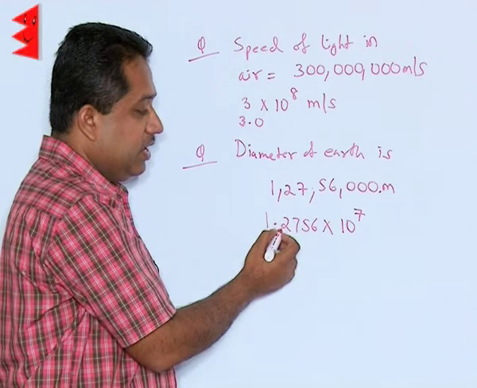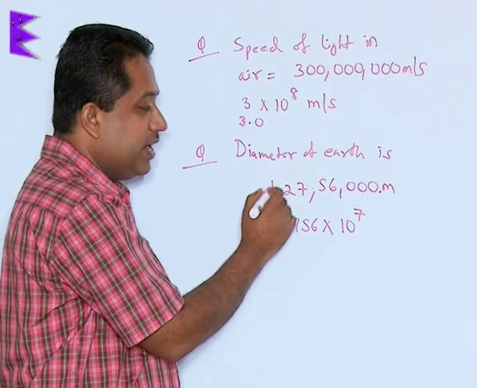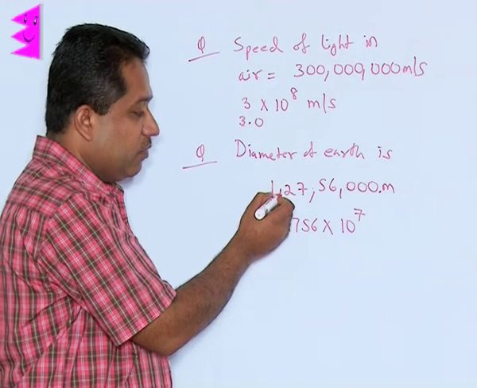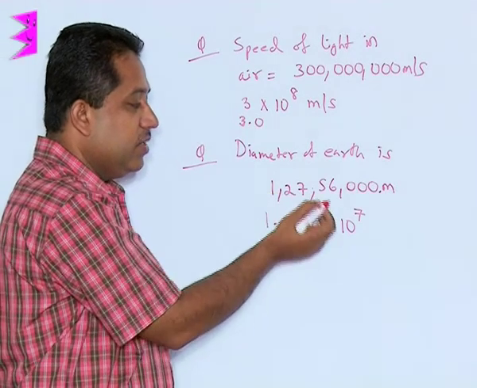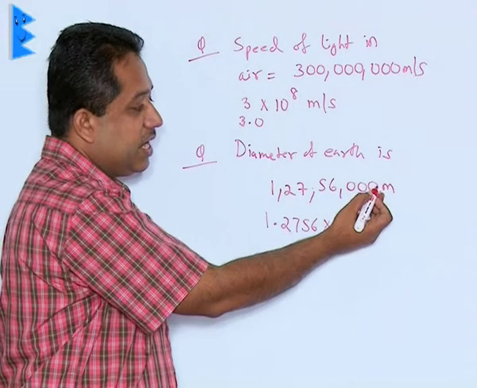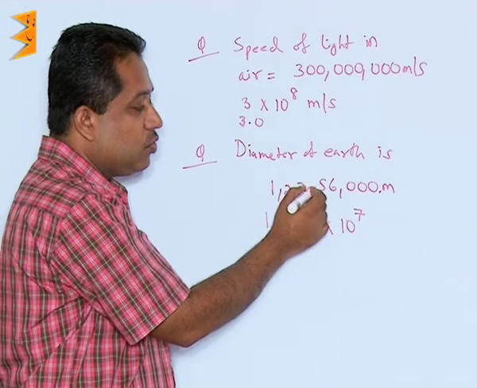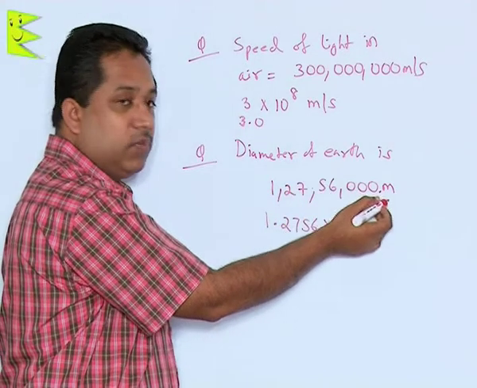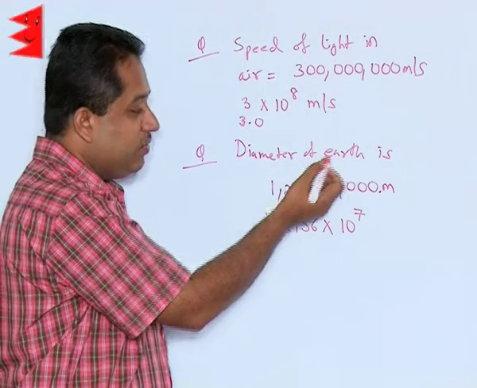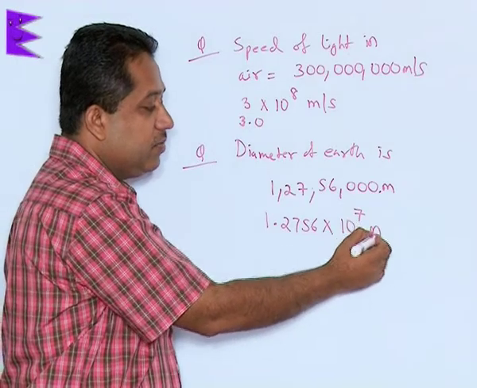The reason, again, in standard form what has to be done is the decimal has to be placed after the first digit. So we are putting the decimal here. Now we have put the decimal here, but the meaning should not change. That means the decimal is actually here. So the decimal has to be shifted 1, 2, 3, 4, 5, 6, 7 places, and that's why in standard form I can say the diameter of the earth is 1.2756 into 10 to the power 7 meters.